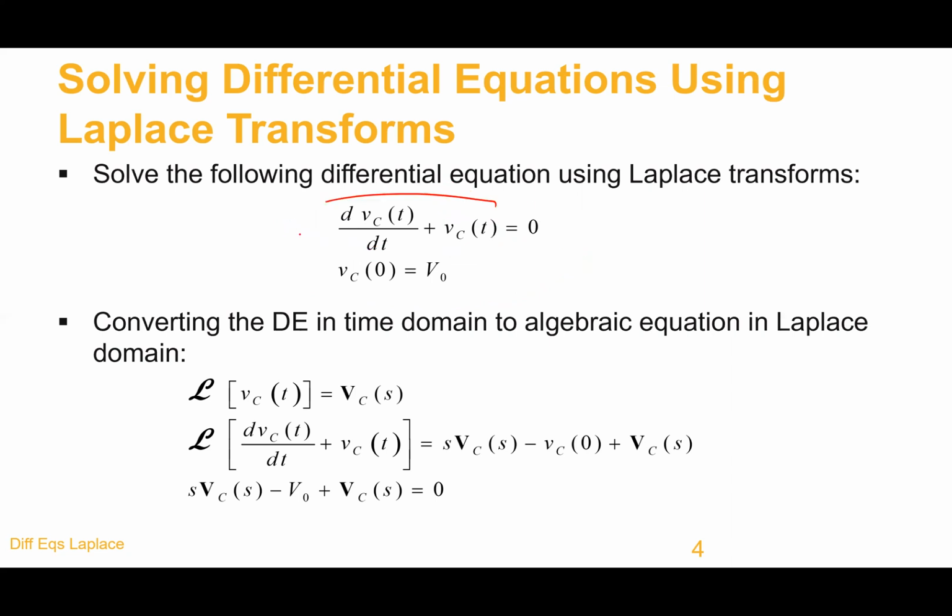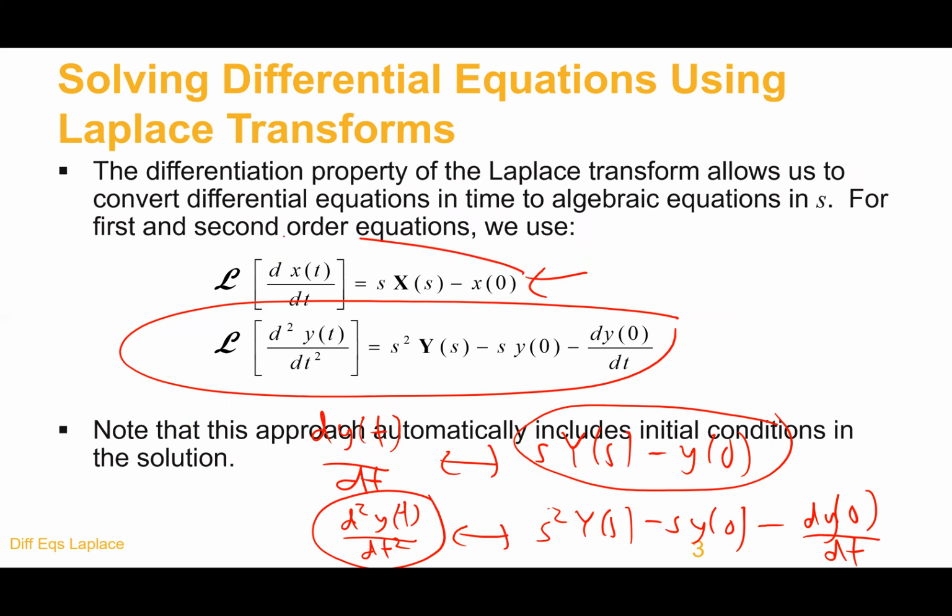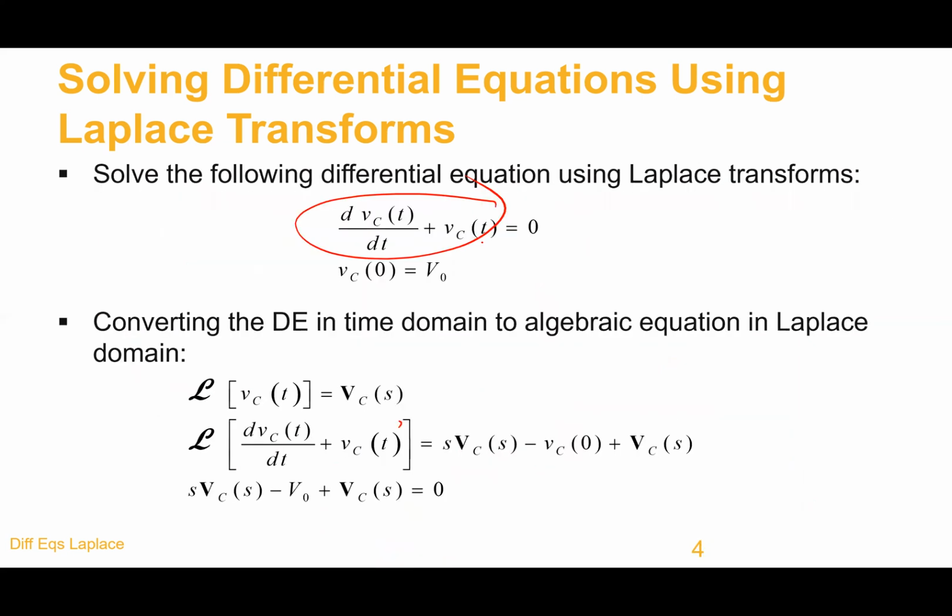The Laplace transform of the left-hand side is the Laplace transform of the first derivative plus the Laplace transform of VC(t) itself. The Laplace transform of the first derivative is this formula, with VC instead of x. So you have s VC(s) minus VC(0). That's the Laplace transform of this term. And the Laplace transform of this one is just VC(s).